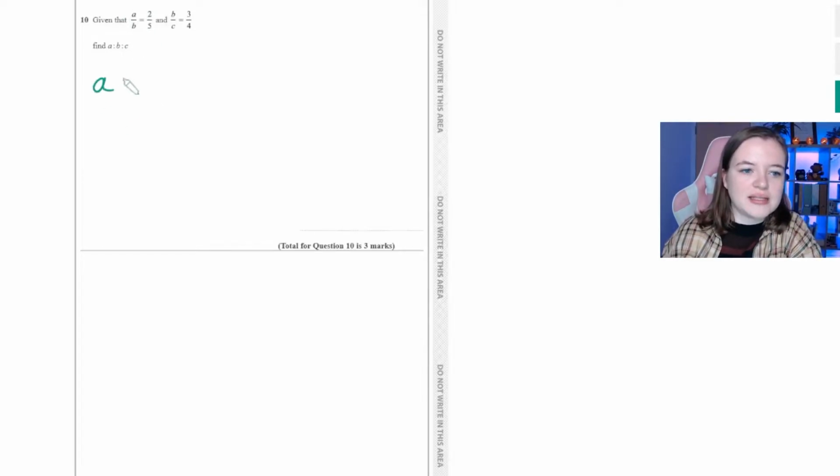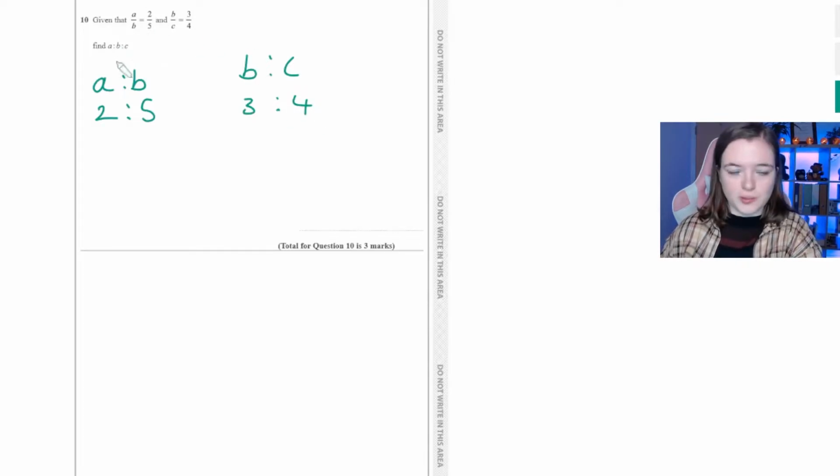So I've got A to B, that's then going to be equal to 2 to 5, and then B to C, that's 3 to 4. That's something that always works. If you have ratios, you can convert them to fractions, sometimes if it's a ratio equals a ratio. And then if you've got fractions equals fractions, you can make them ratios too.